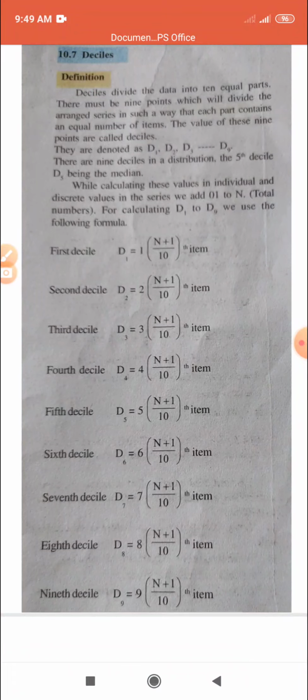Why do we divide here by 10? Because deciles divide data into 10 equal parts. So these are the formulas for calculating deciles from D1 to D9 for individual and discrete series.